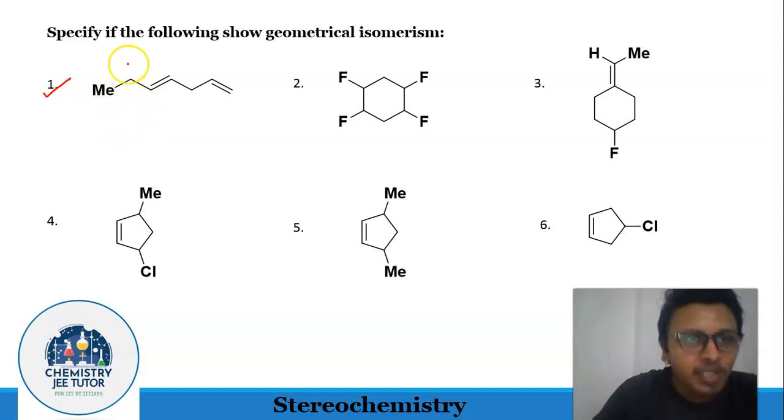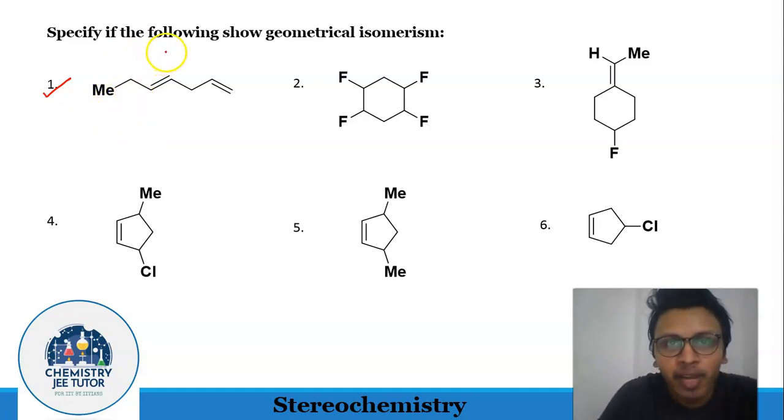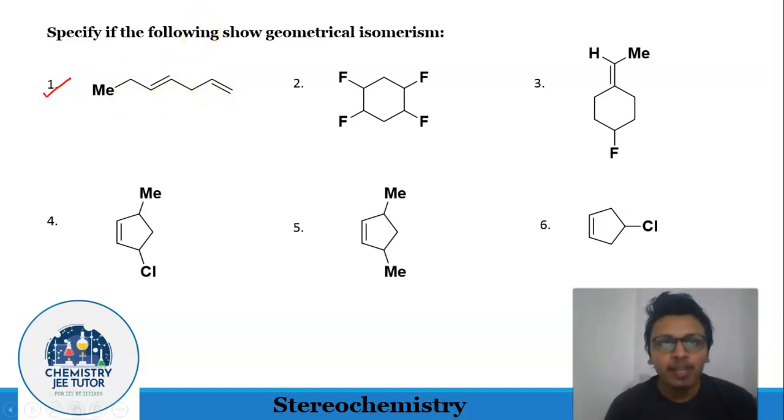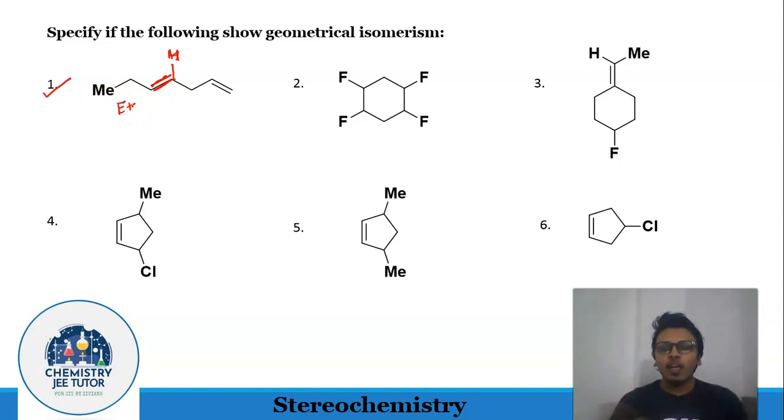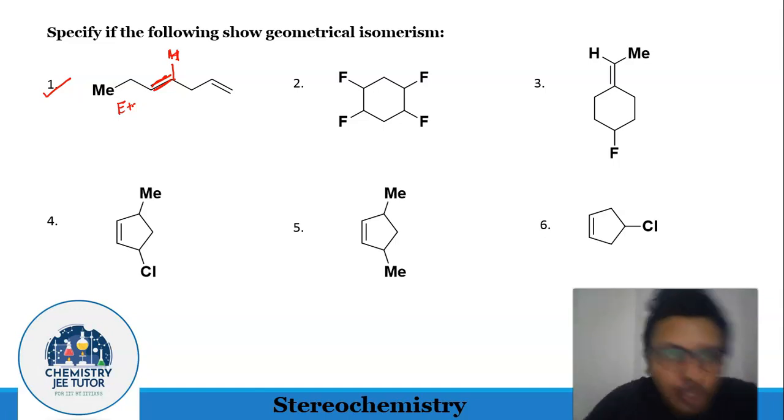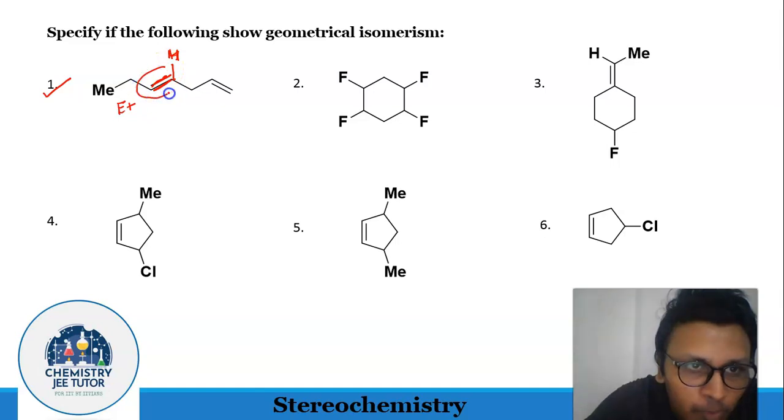The question says: specify if the following shows geometrical isomerism or not. What do I say when you have a double bond? The only thing which shows whether you have geometrical isomerism or not is if you have two different functional groups attached to it. Let us see if this double bond has two different functional groups attached. On one side we have a hydrogen, on the other side a CH2Me, which is an ethyl. So different functional groups are attached, and it will show geometrical isomerism with respect to this bond.